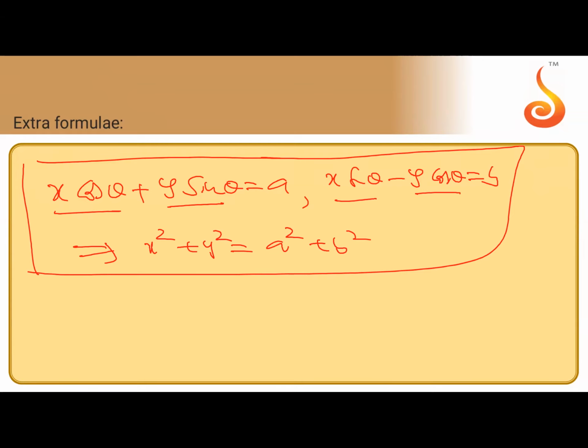x cos theta plus y sin theta equal to a and x sin theta minus y cos theta equal to b. Then x square plus y square, no conditions. Theta can be anything. x square plus y square equal to a square plus b square. I'll give an example. Next, first question only.